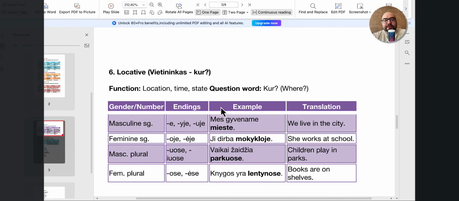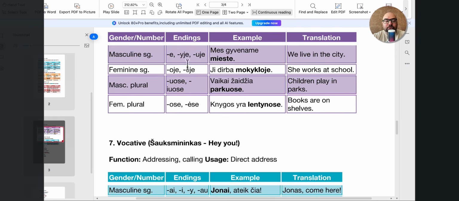Basically it stays in, what, at what? Right? The question is where? Kur, right? Location, time, state. Mes gyvename mieste, we live in the city, mieste. Ji dirba mokykloje, she works at school. Vaikai žaidžia parkuose, children play in parks, at parks. Knygos yra lentynose, books are on shelves, right?